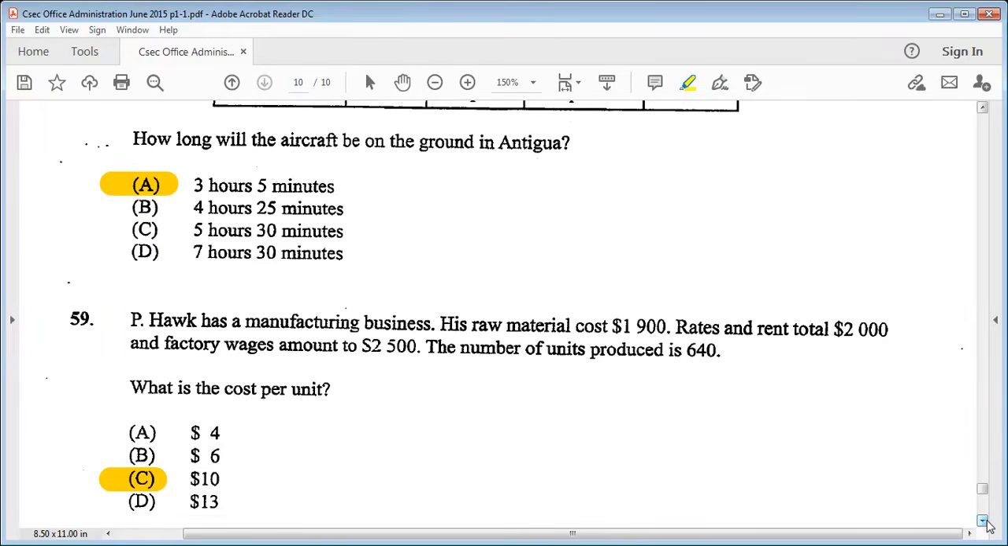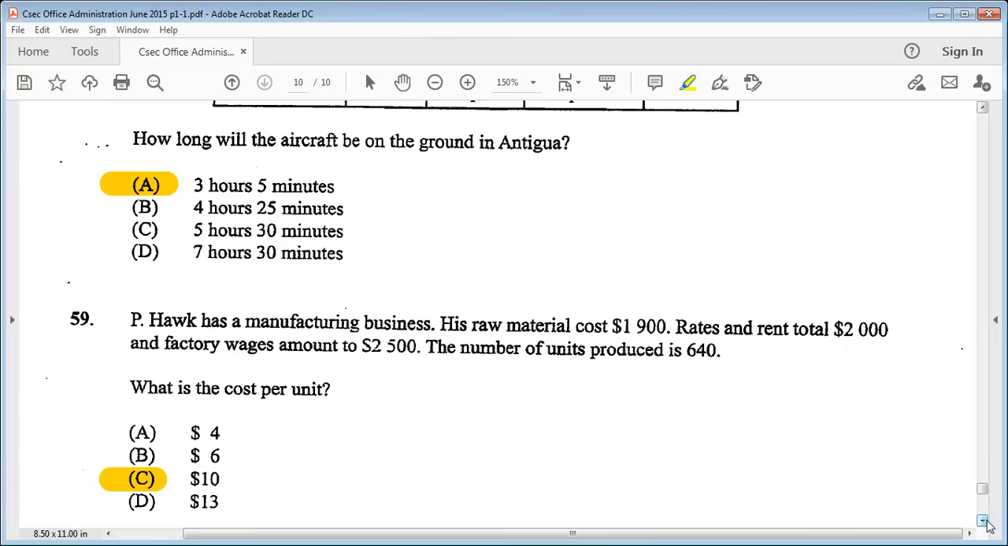P. Ork has a manufacturing business. His raw material cost 1,900. Rates and rent total 2,000, and factory wages amount to 2,500. The number of units produced is 640. What is the cost per unit? A, $4, B, $6, C, $10, D, $13.